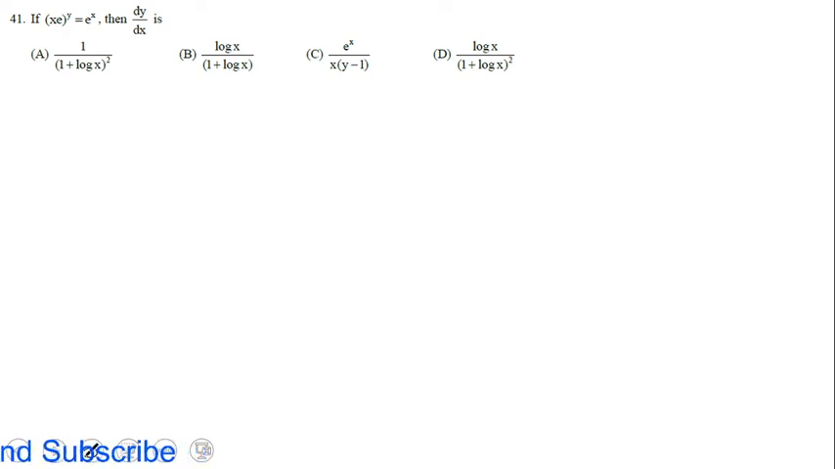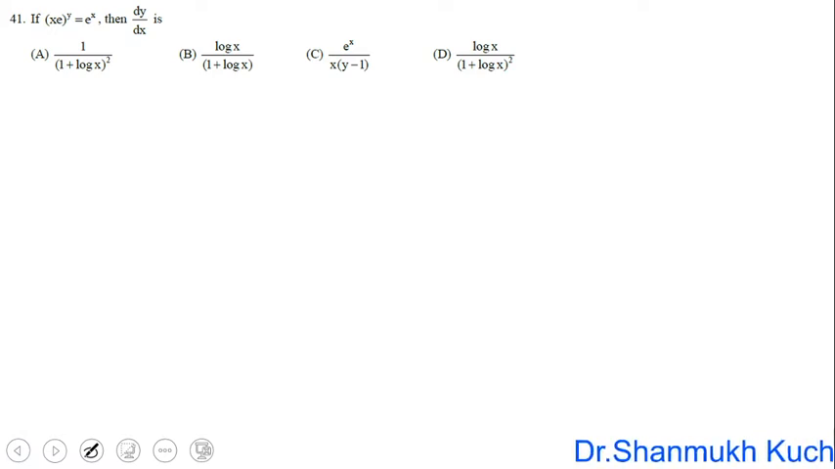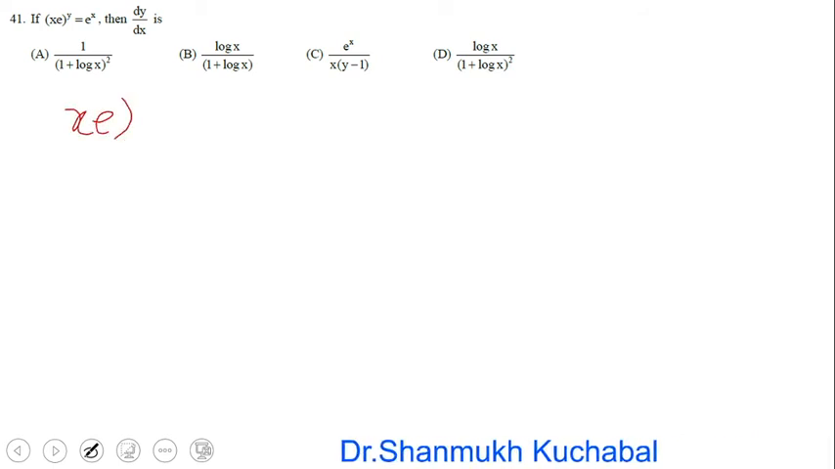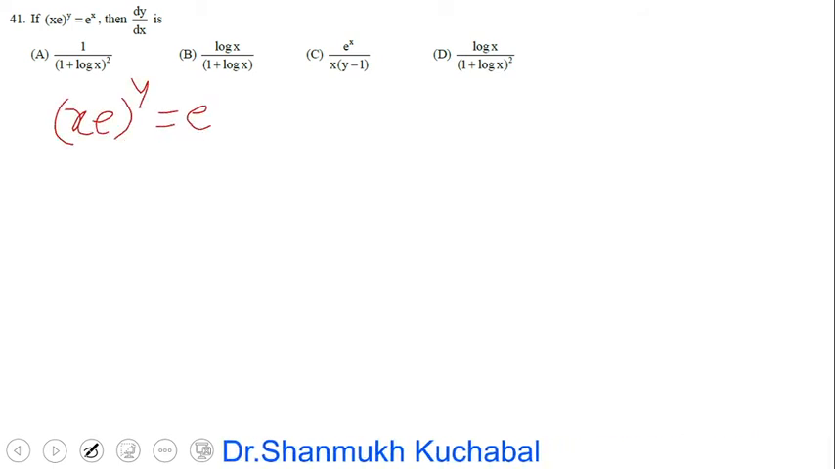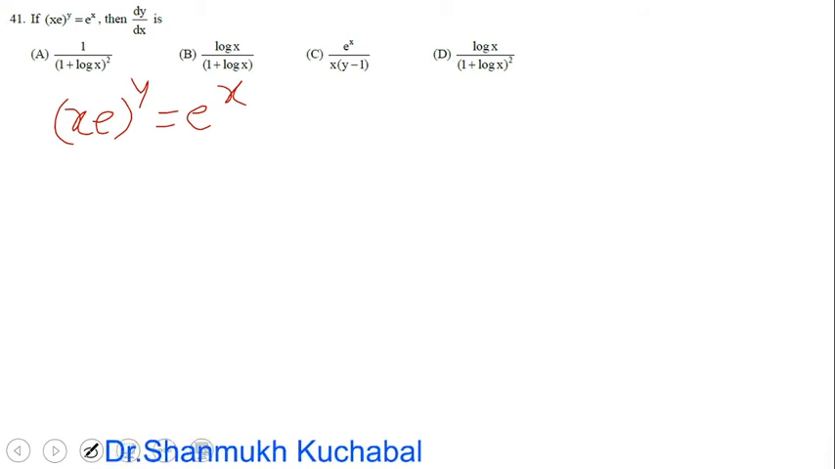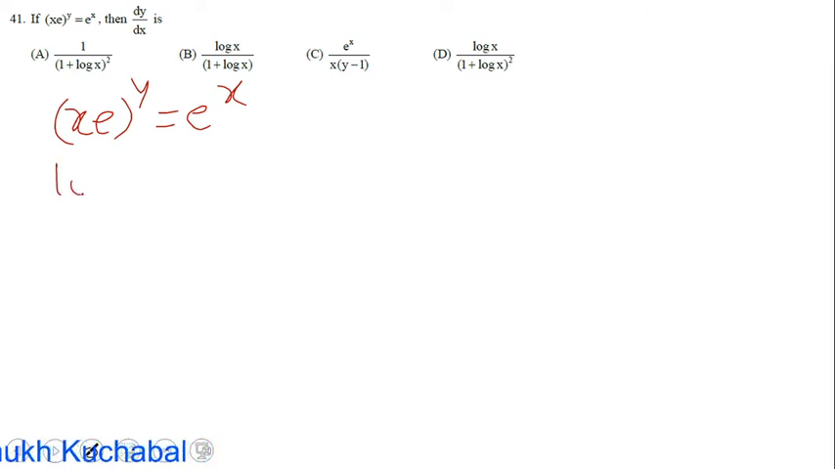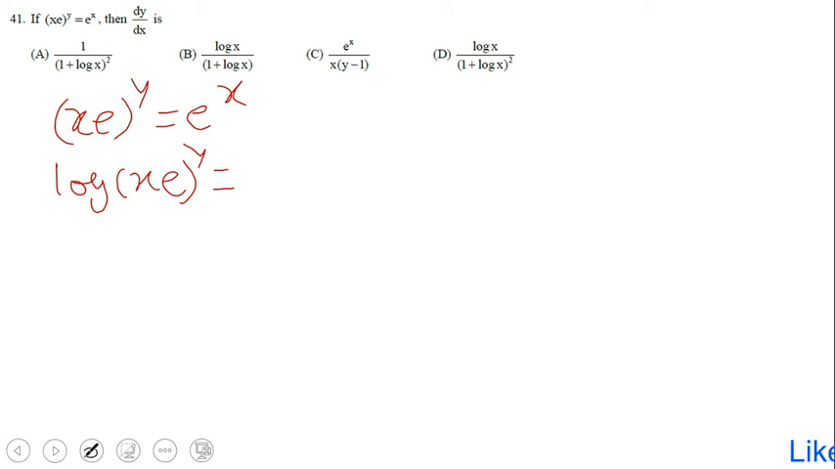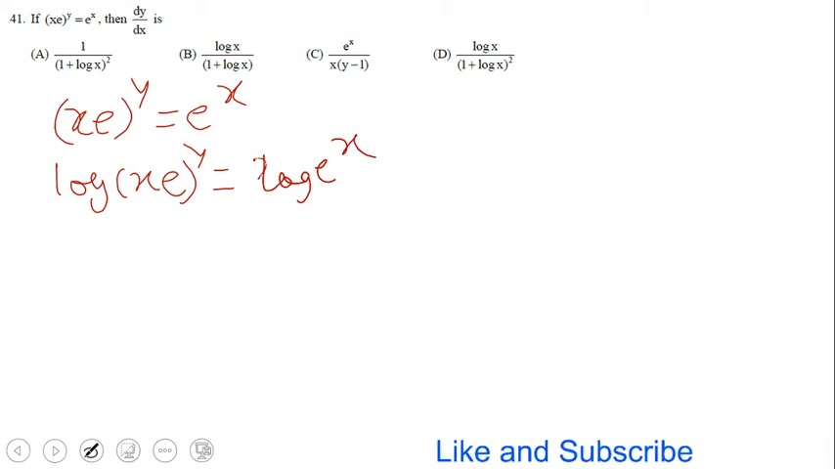It is given that x e raised to y equal to e raised to x. Then we have to calculate dy by dx. So it is of the form variable raised to variable. Therefore we have to take log on both the sides. So it is log of x e raised to y equal to log e raised to x. So apply the property and simplify it.